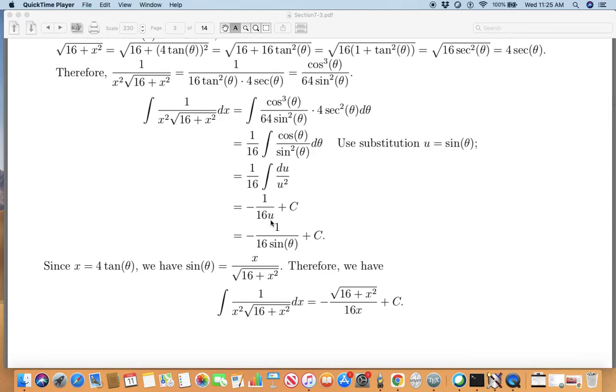Don't forget what was u. u was sine theta. Don't forget to resubstitute. x is 4 tan, sine is tan over secant. So that's what this is. You have in all, where you have sine theta, you would need x over all of this. Okay, so sine is in the denominator, so x here, the denominator of sine over here. So that's your final answer for this question.